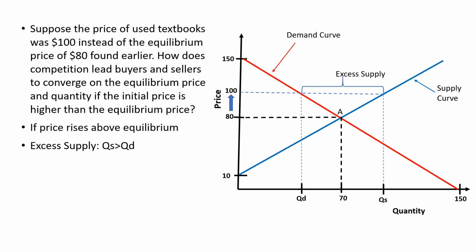The implication is that more textbooks will be supplied than will be demanded. Many sellers will not be able to sell their books at a price of $100. So competition is going to result in a situation where sellers begin to underbid one another until the price converges to the equilibrium price of $80.